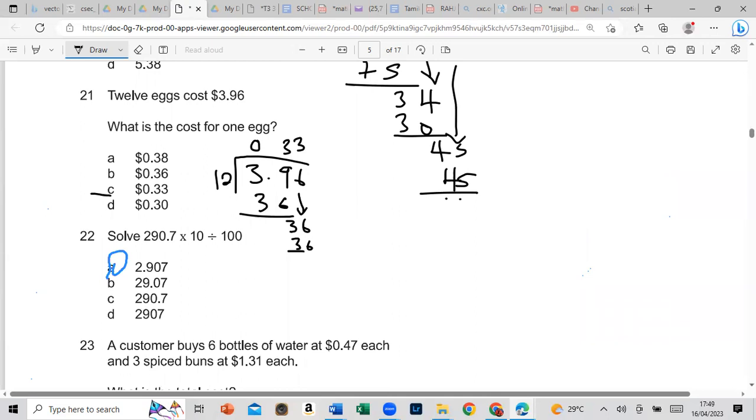22. Solve. It will be C. For 21: 90.7 times 10 divided by 100.